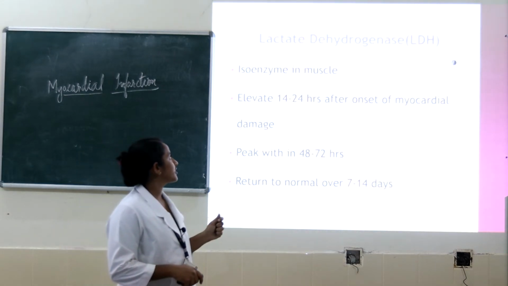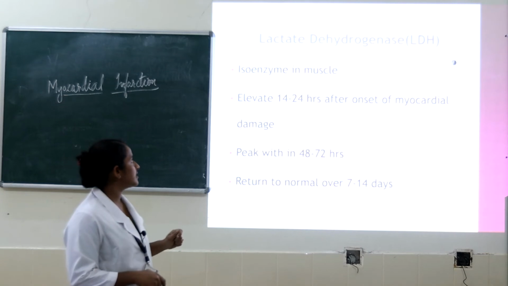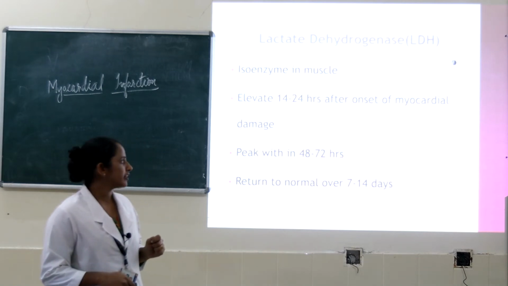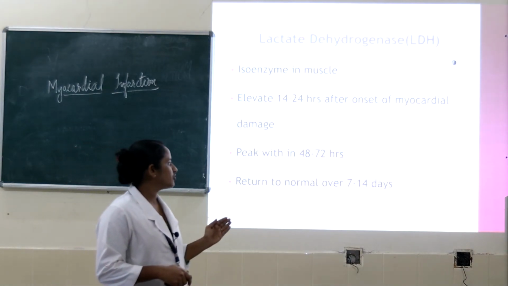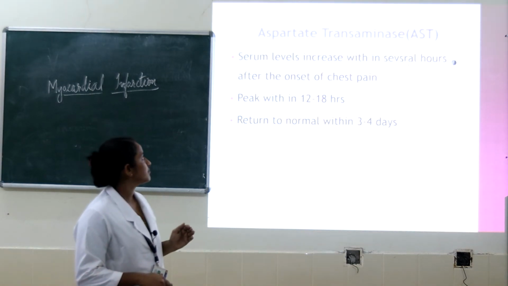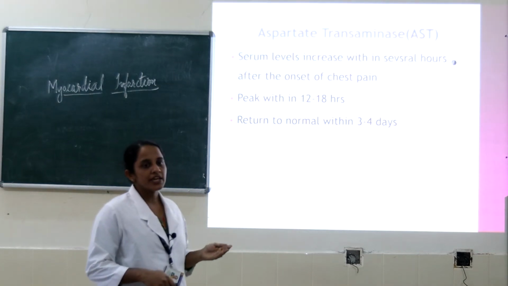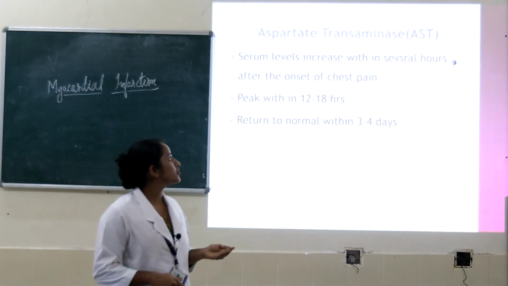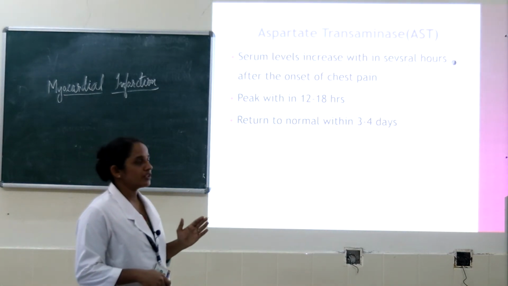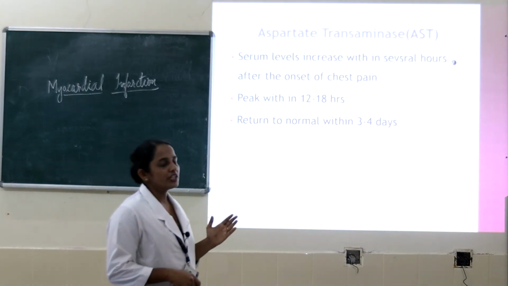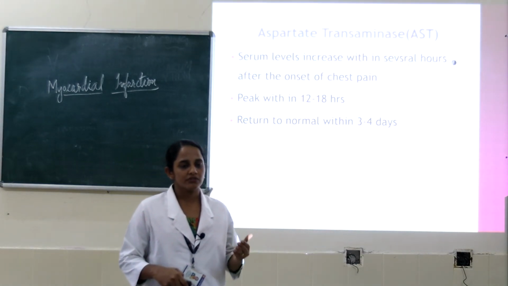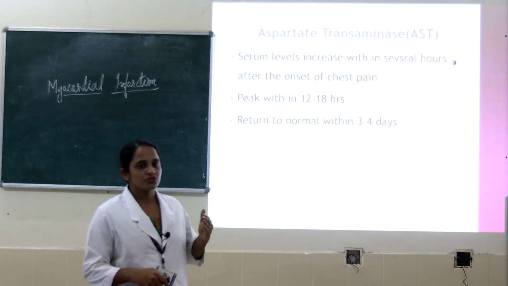Then lactate dehydrogenase. It is an isoenzyme in cardiac muscles, and it elevates 14 to 24 hours after onset of myocardial damage. It peaks within 48 to 72 hours, then returns to normal over 7 to 14 days. Then aspartate transaminase. It is also an isoenzyme which is produced from the tissues. Its serum levels increase within several hours after the onset of chest pain, then peak within 12 to 18 hours, then return to normal within 3 to 4 days. It is also not cardiac specific. Other disease conditions can also cause this enzyme to be released into the serum.